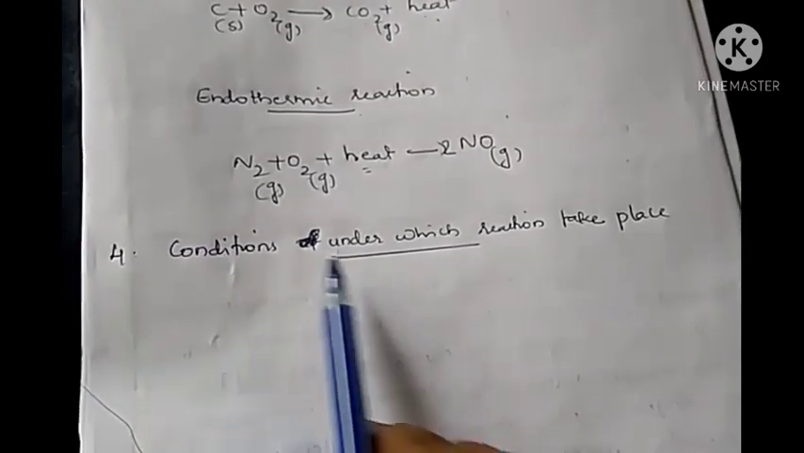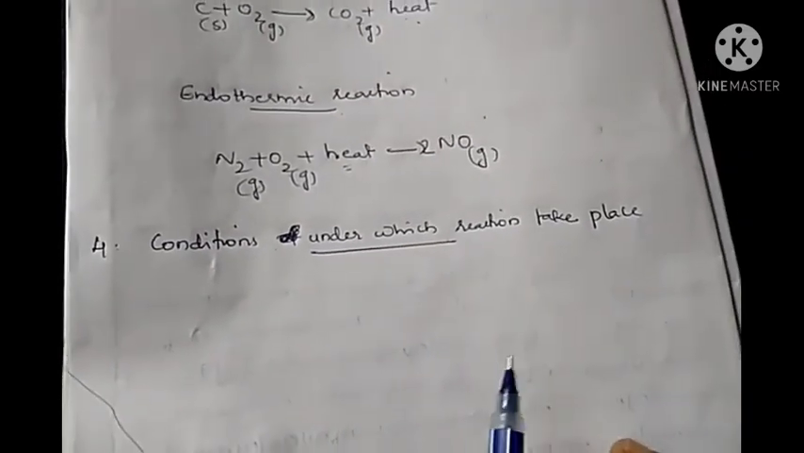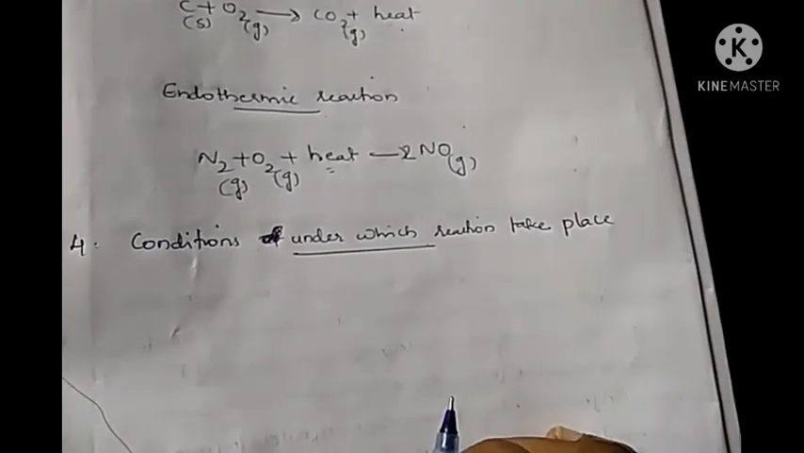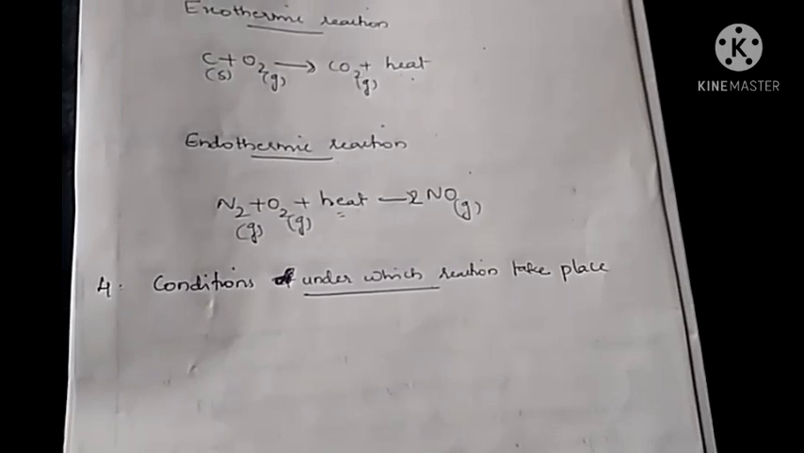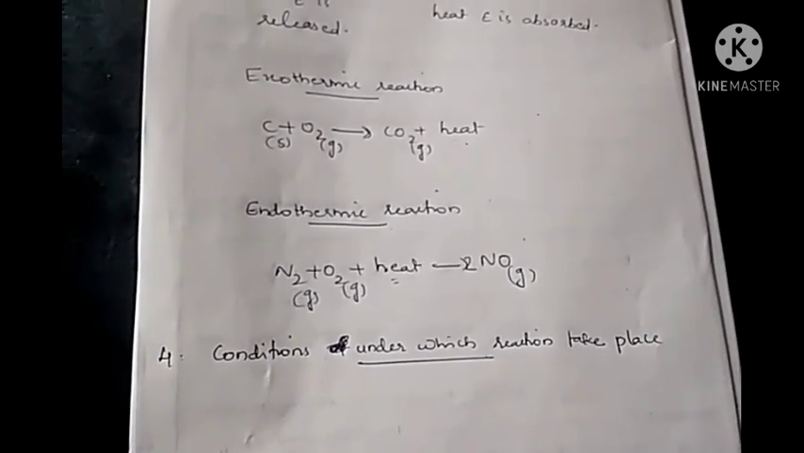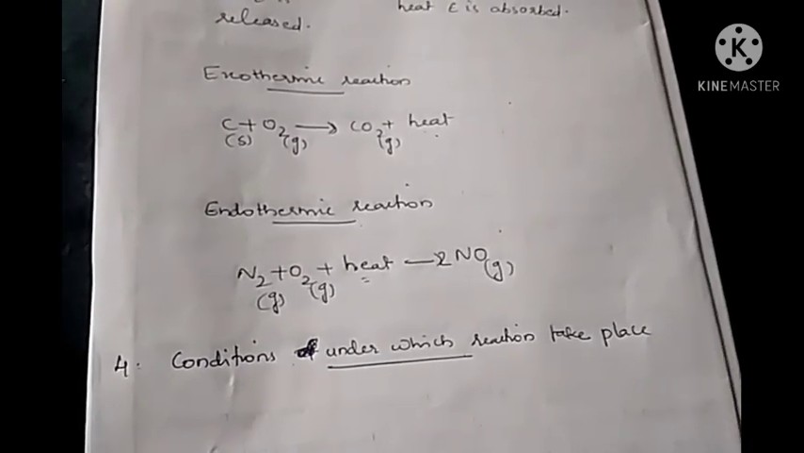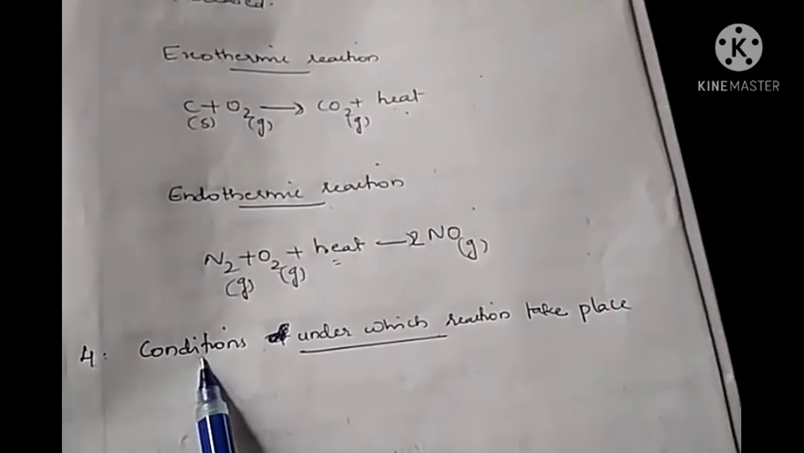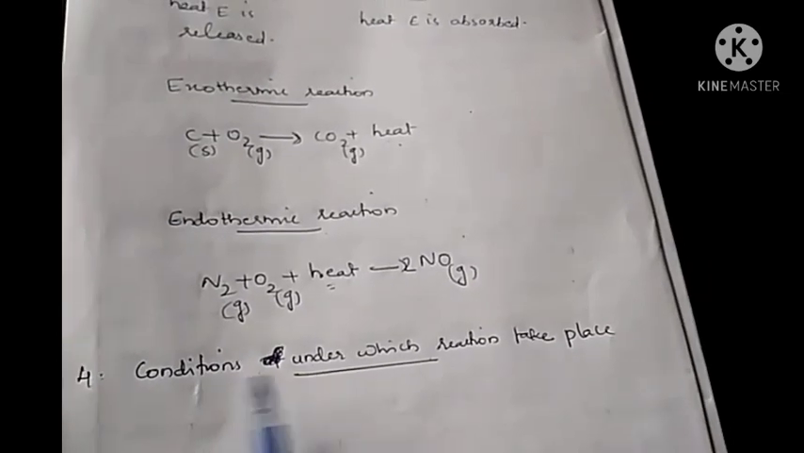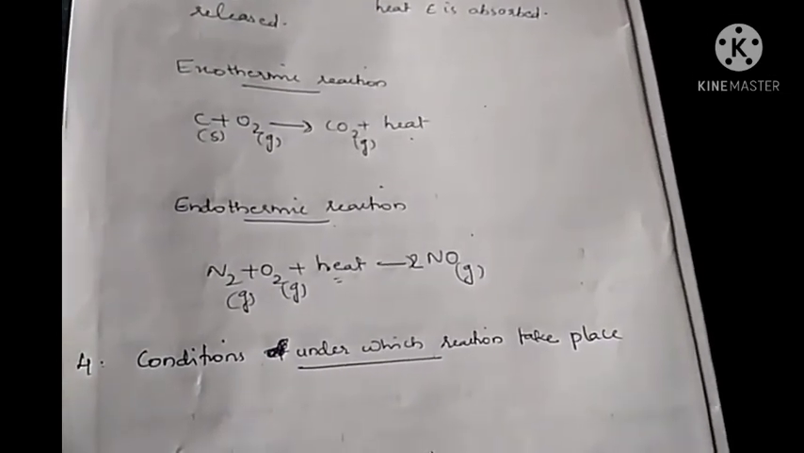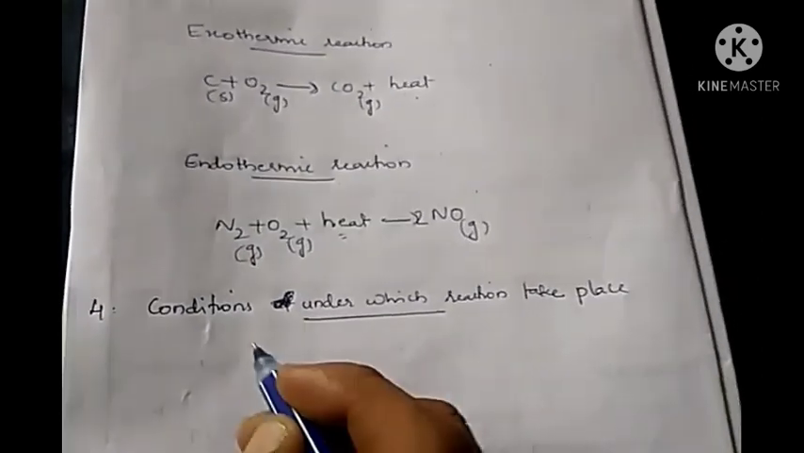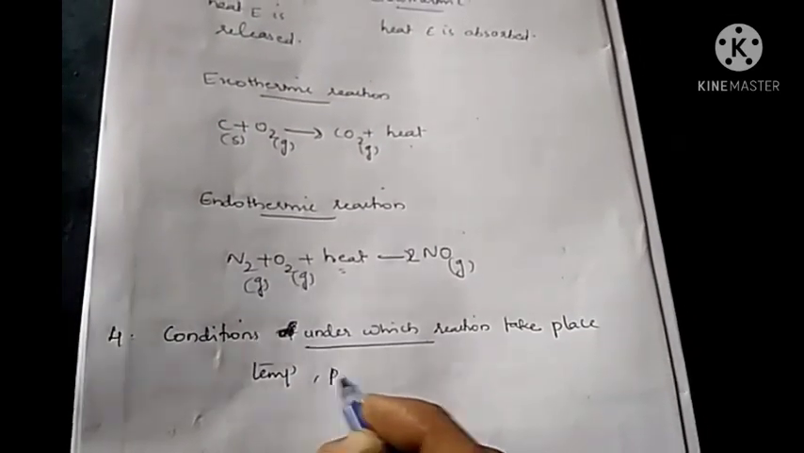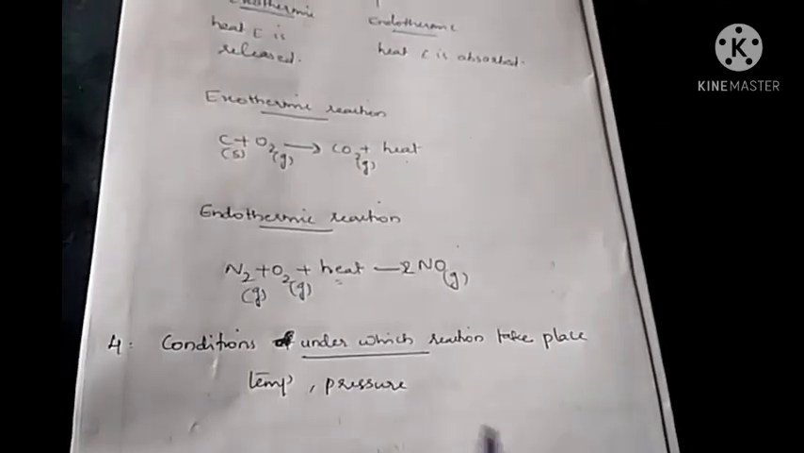The fourth point is that the conditions under which the reaction is taking place can also be represented in the balanced equation. All reactions are not taking place at room temperature. Some reactions require a specific temperature and pressure. Then only that reaction will take place. And that temperature and pressure are known as the conditions. So the conditions under which that reaction is taking place, that also we can represent in the balanced equation. Okay, so the conditions of temperature and pressure can be included in the balanced equation.